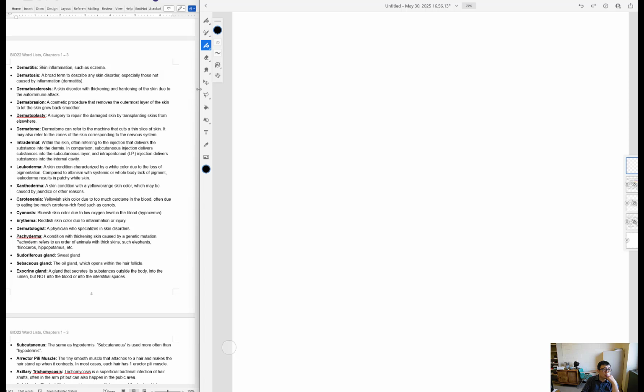So, dermatoplasty. Dermatoplasty, you can see it's changing the shape of the skin. And how do we do this? For example, I have a burn on my face, it doesn't look good.